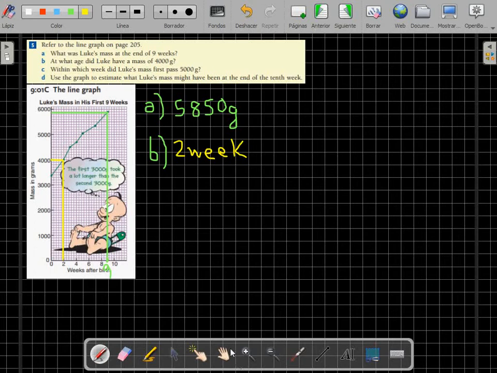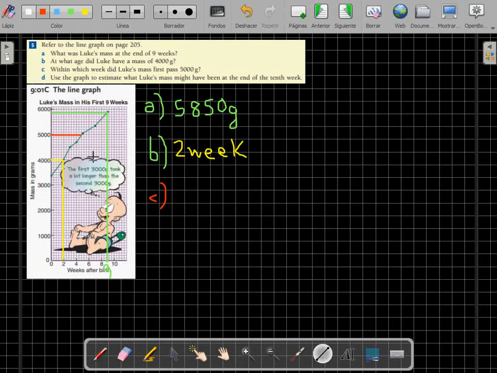Now part C says, within which week did Luke's mass first pass 5,000 grams? So once again, I'm going to draw a line from the y-axis, where we have the mass, right here at 5,000 grams. I'm going to draw a horizontal, straight line until I get to the graph, but I used the wrong button. Let's see. Okay, there.